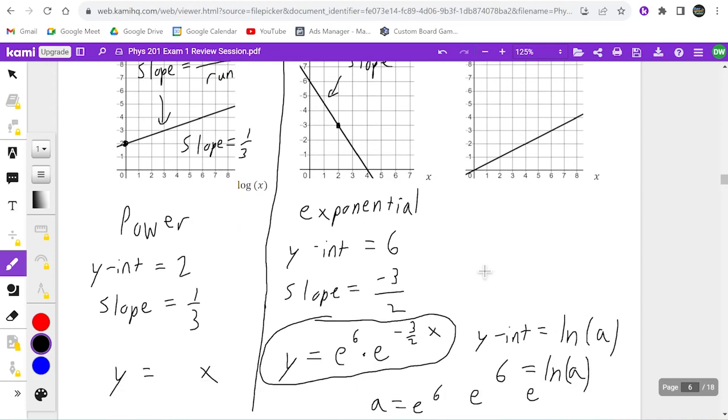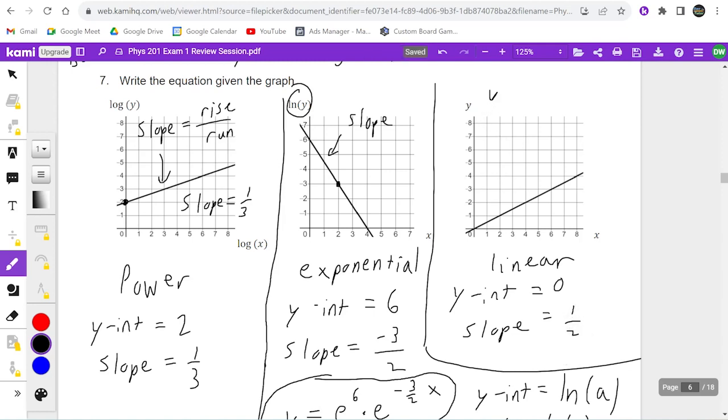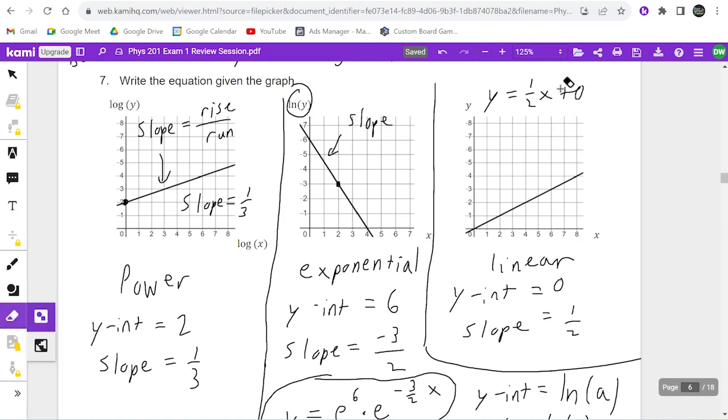And then the last one, I don't even have to clear space for. It's obviously linear, since it's the only one left, and more importantly, there's no logs anywhere. So someone just has to tell me the y-intercept and the slope, and we're basically done. Y-intercept is 0 this time. What's the slope? Slope is 1/2. So then the equation is y equals 1/2 x plus 0. In other words, you don't even have to write plus 0. It's just 1/2 x. Done.